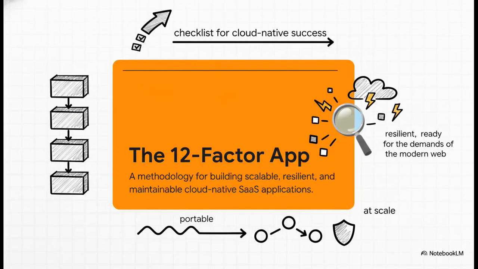In that new way of thinking, it's perfectly laid out in the 12-factor app methodology. Seriously, think of this as our checklist for cloud-native success. It was created by engineers at Heroku who were solving these exact problems at a massive scale. This is our guide to making sure that what we build is portable, resilient, and absolutely ready for whatever the modern web throws at it.